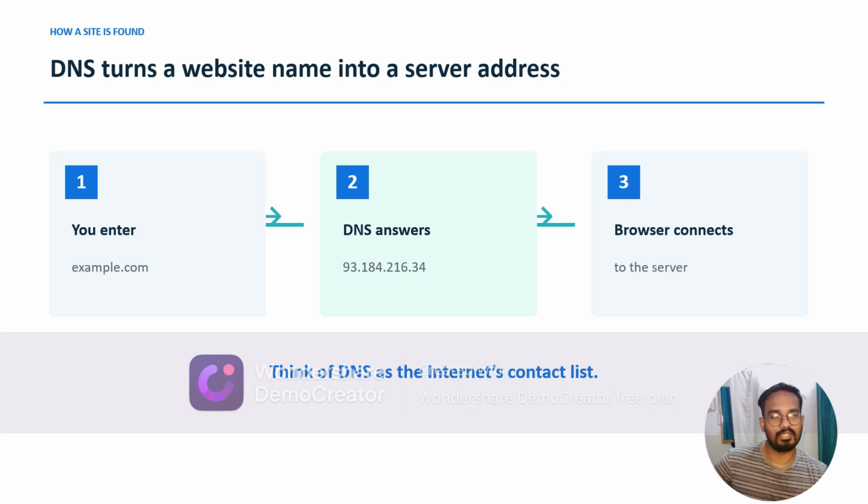So let's say I type google.com or youtube.com. The computers, while communicating, don't understand what example.com, google.com, or youtube.com mean. Their only source of communication happens via IP addresses. For example, a server might have an address that looks something like 93.84.216.34. Obviously, remembering that IP address for every website would be extremely inconvenient.